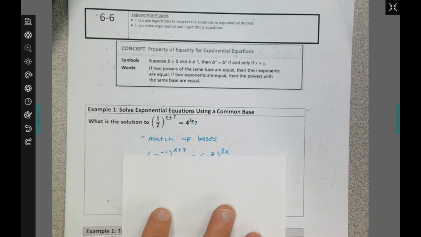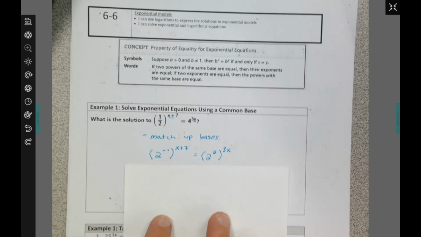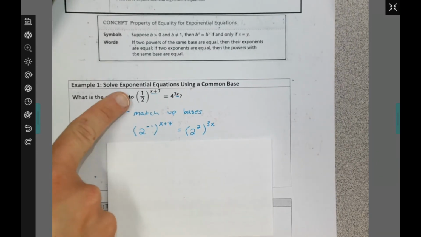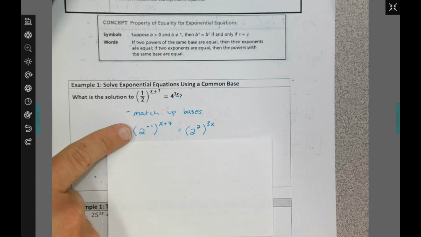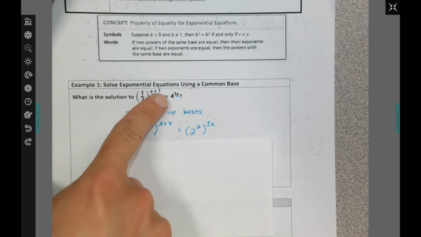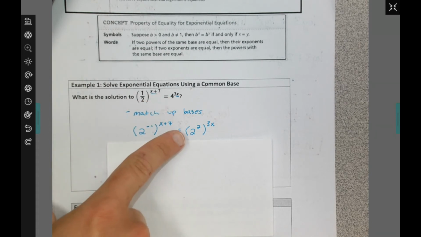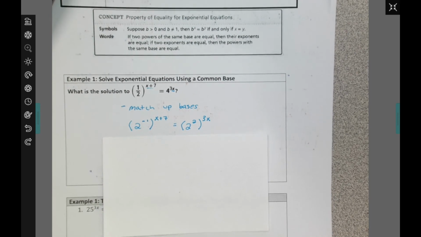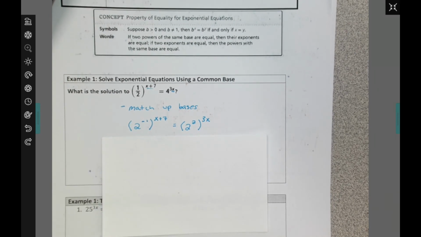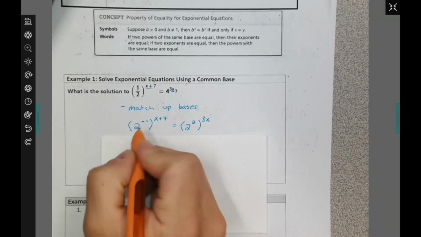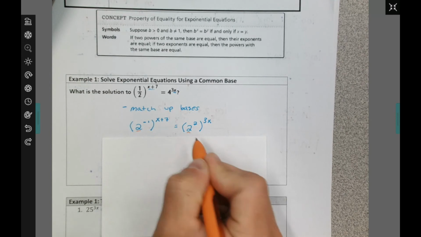Now, the way we're going to do this on this one is when I see 1/2, I realize I can rewrite that as 2 to the negative 1. 4 can be rewritten as 2 squared. Okay, so that's our starting point right there. Try to get the bases to be the same. And I look at it, I got a base of 2, got a base of 2.